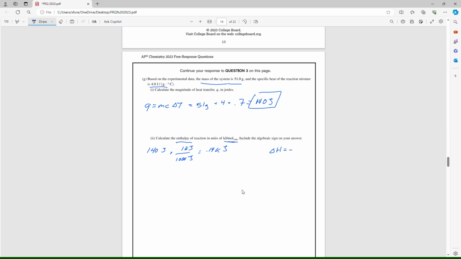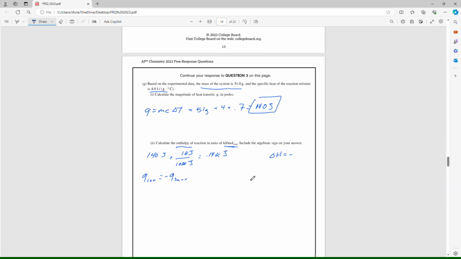The proof for this is the Q of the reaction is equal to negative Q of the surroundings. So all energy lost to, this is a Q, not a 9. All energy lost by the surroundings is produced by the reaction. So since we got 140 joules for Q of the surroundings for the system, the Q of the reaction must be negative 140 joules. So we could say this is negative 0.14 kilojoules. But we also know this because it's exothermic, our delta H must be negative. But anyways, okay, we found kilojoules.